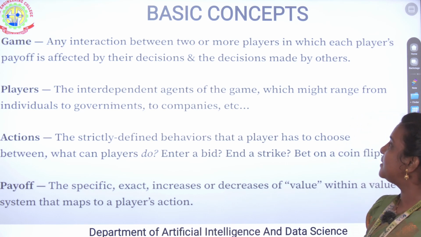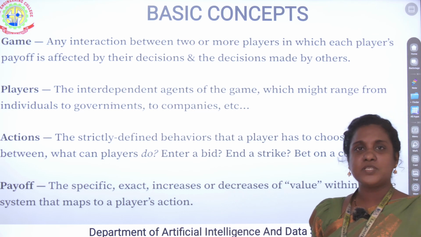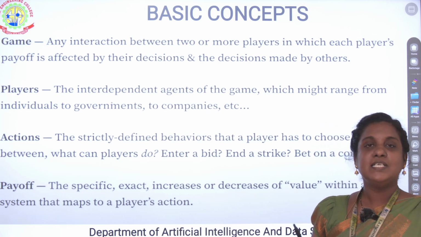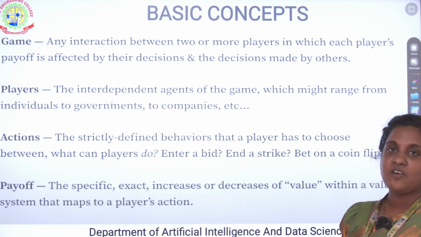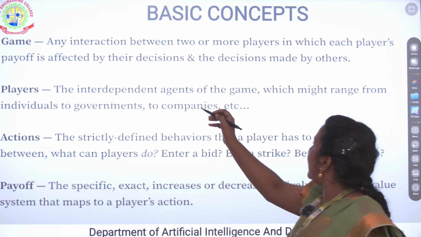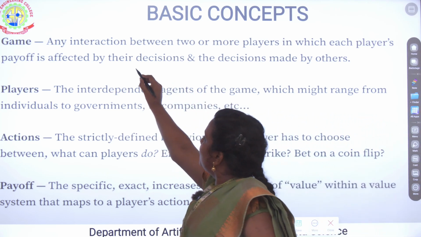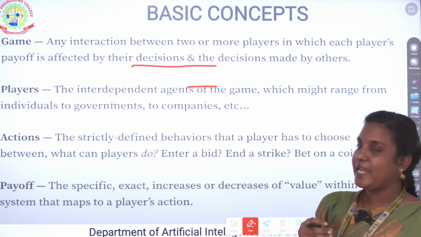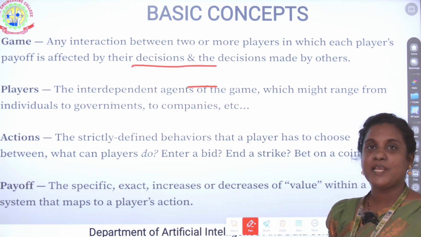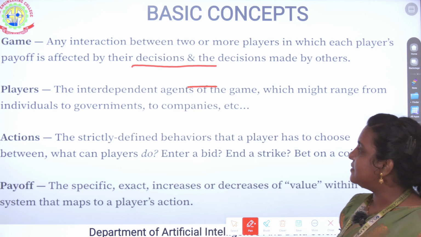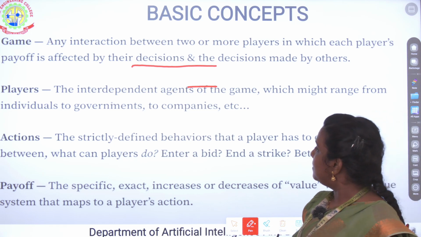Game is nothing but an interaction between two or more players. It might be two players if it is a two-player game, or more than two players, as I have already mentioned, like virtual football with 11 players, in which each player's payoff is affected by their own decisions and the decisions made by others. So the player's payoff value will be affected by their decision and also the decisions made by the others. Next is player. These are the interdependent agents of the game, which might range from individual to many.